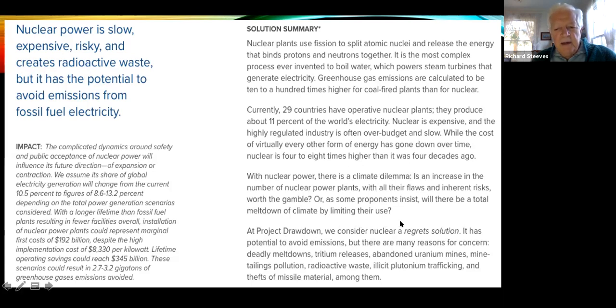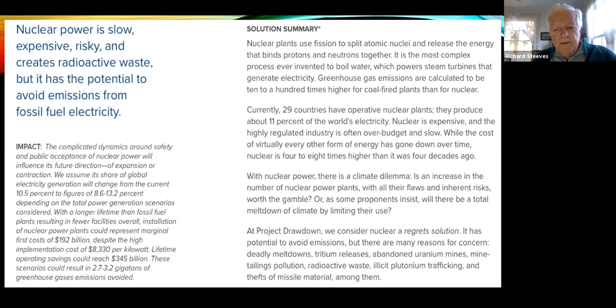At Project Drawdown, we consider nuclear a regrets solution. It has potential to avoid emissions, but there are many reasons for concern. Deadly meltdowns? Well, it turns out the two meltdowns that we've had at Three Mile Island and at Fukushima were not deadly, nobody was killed. Tritium releases, which are trivial, unless in very high concentration in some big cans in Fukushima, and those are not going to be concentrated much longer. They'll be released into the ocean where it'll be quite harmless, very weak beta emitter.